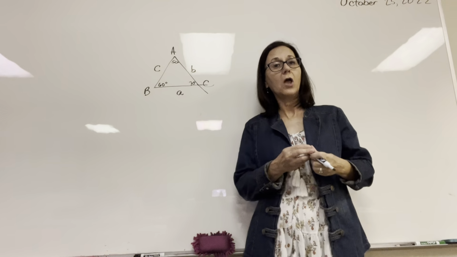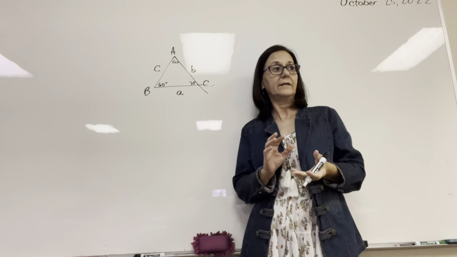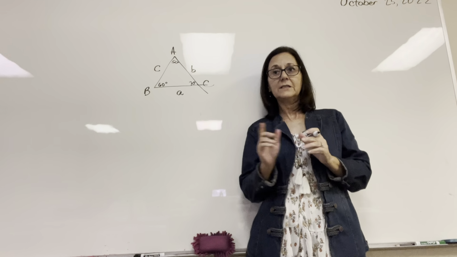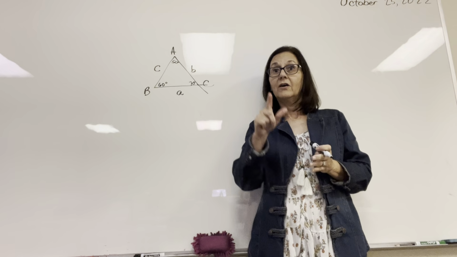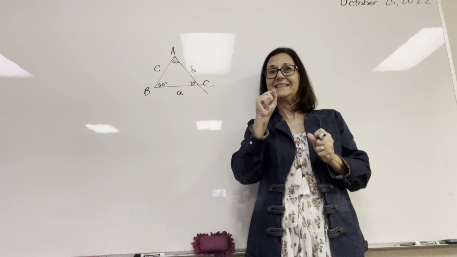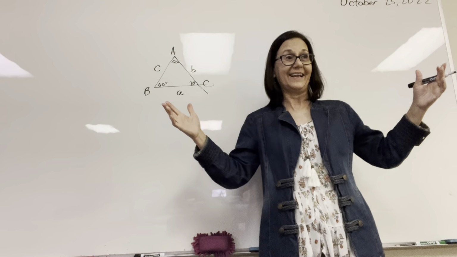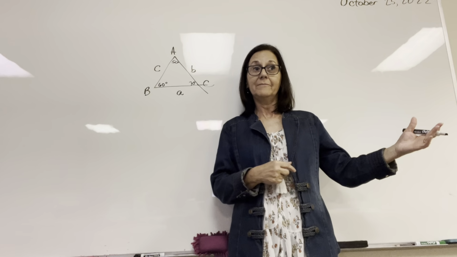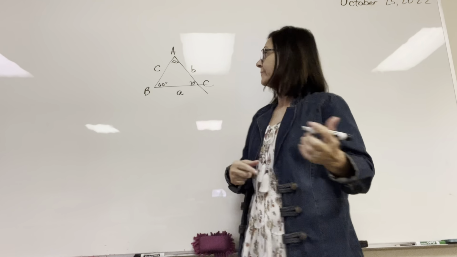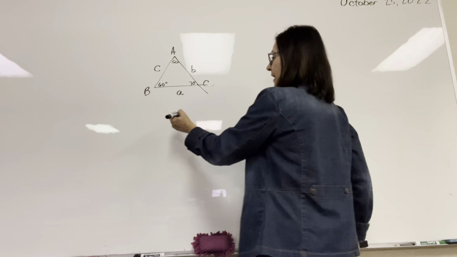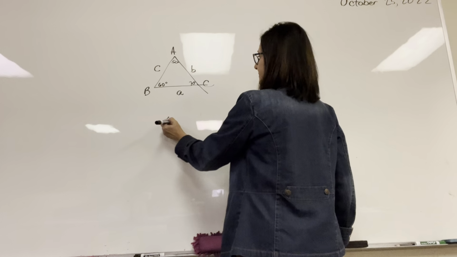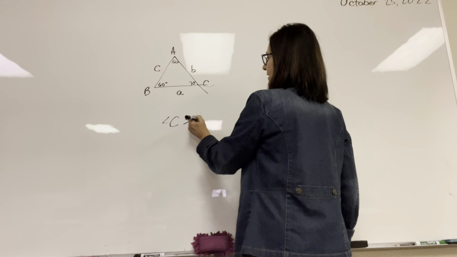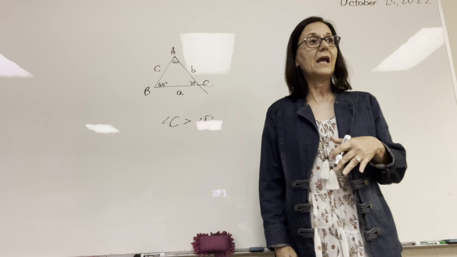Such that if the smallest angle is going to be opposite the what? Smallest side. Exactly. The smallest angle is going to be opposite the shortest side. The largest angle is going to be opposite the longest side, right? And we talked about if angle C is greater than angle B, then what can we say about the sides opposite them?